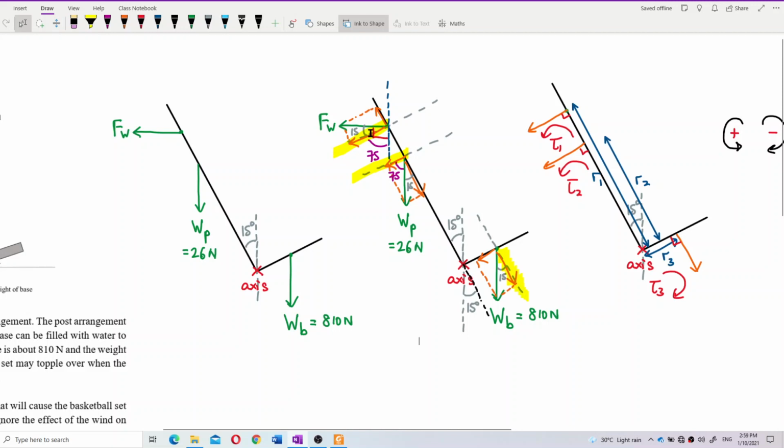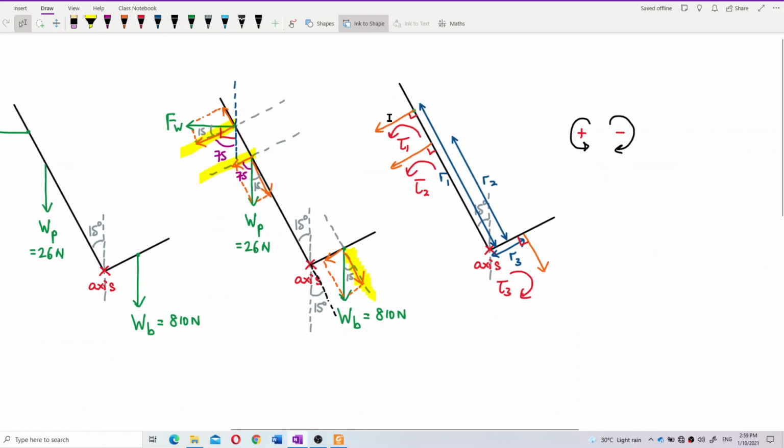And we just use the perpendicular component to find the torque. The parallel component has no torque. Finally, this is the perpendicular component which really matters. You see this perpendicular, perpendicular, perpendicular, all 90 degrees to the distance, or we call it the moment. And this is the distance. This is the distance R1, this is R2, and this is R3.